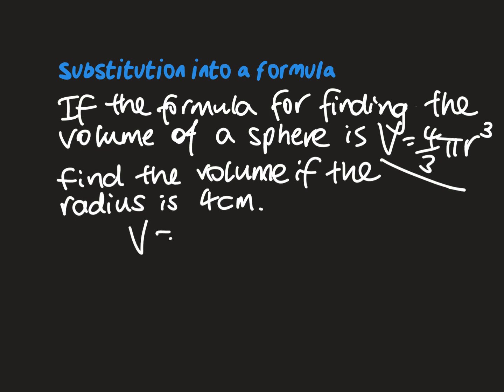write the formula down first. 4/3 pi r cubed. Okay, so when we put that, all we do now is replace what we know. And we know the radius is 4.